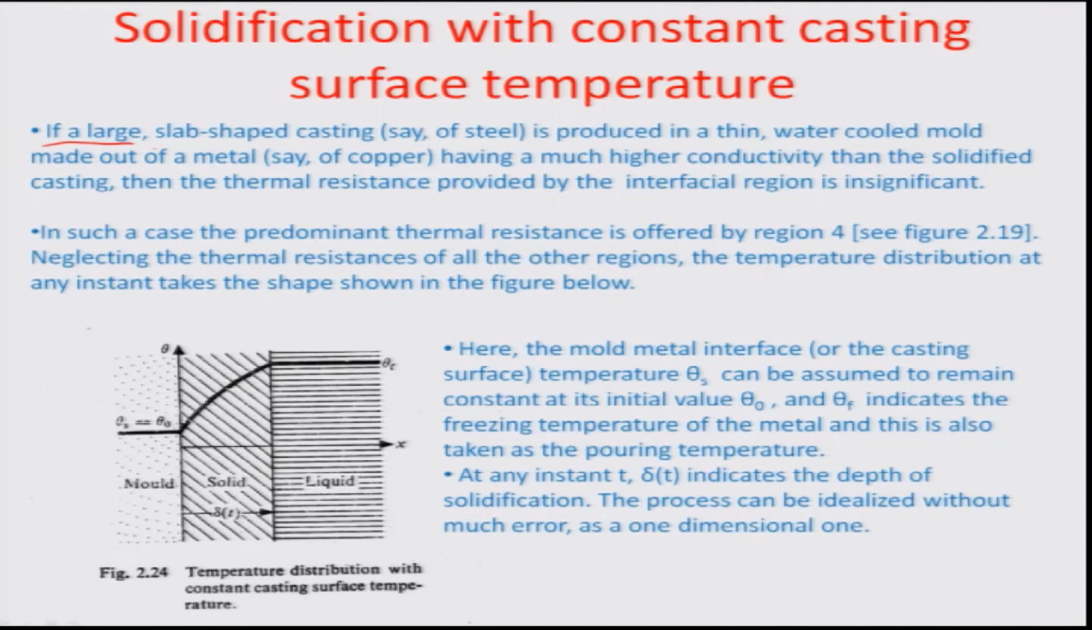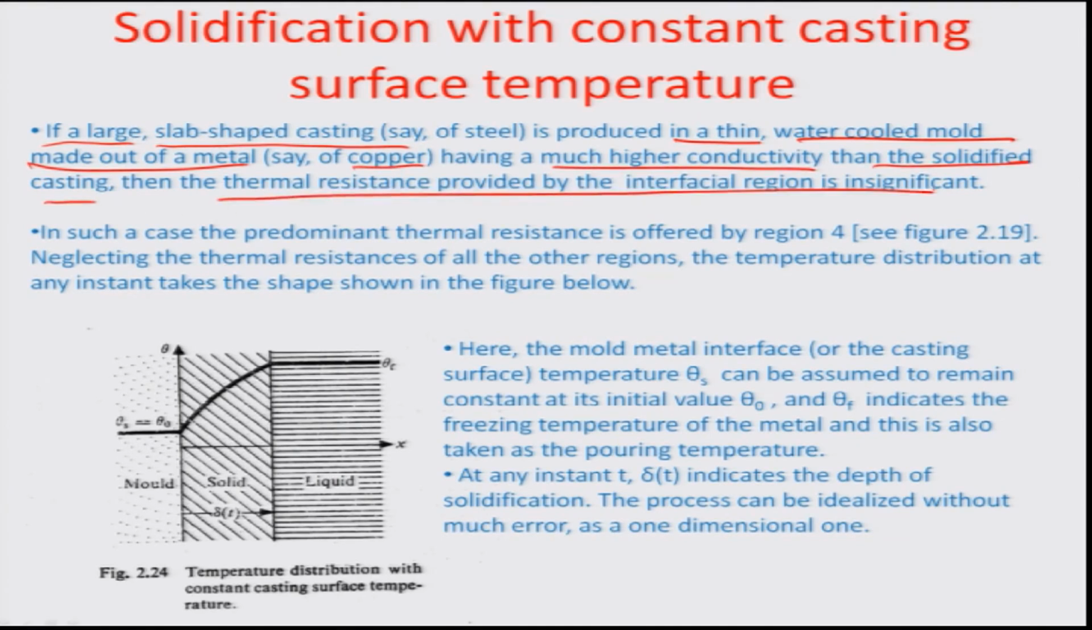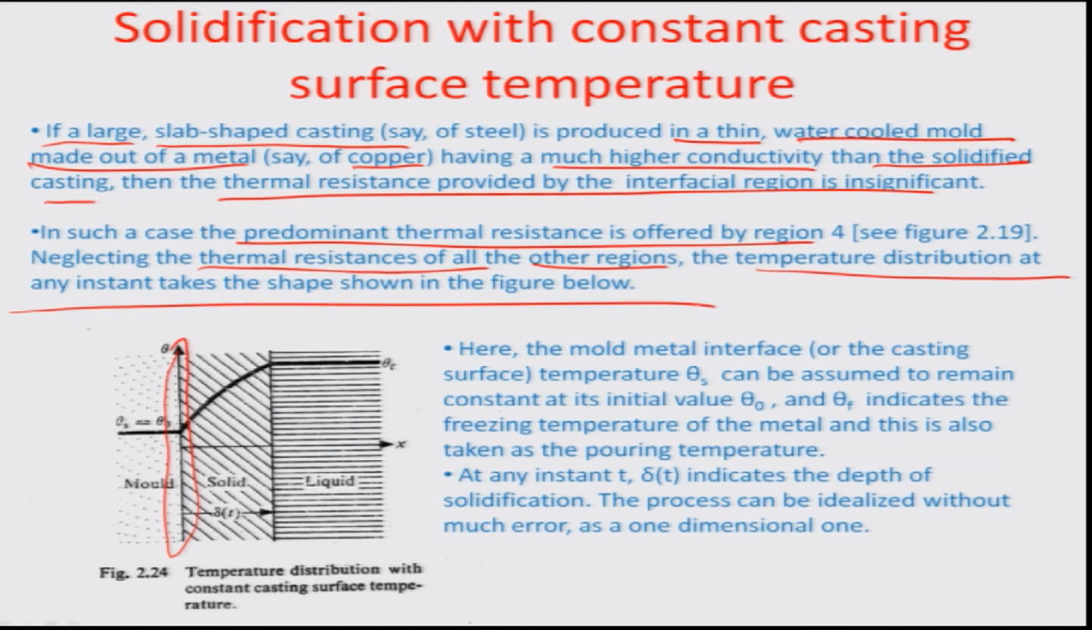So if a large slab shaped casting is produced in a thin water cooled mold made up of metal, say copper, having much larger conductivity than the solidified casting, then the thermal resistance provided by the interfacial region between the solid and the mold would kind of be eliminated. Okay, it is insignificant almost. So in such a case the predominant thermal resistance would be offered by the region 4 as I had just shown. So neglecting the thermal resistances of all the other regions, the temperature distribution at any instance takes the shape shown in the figure below right here.